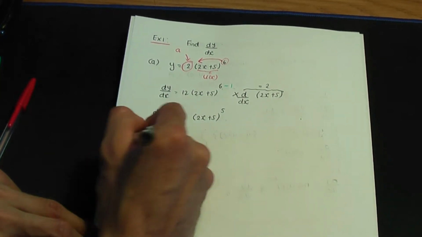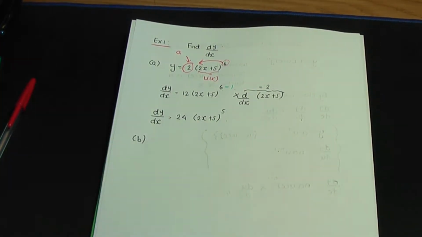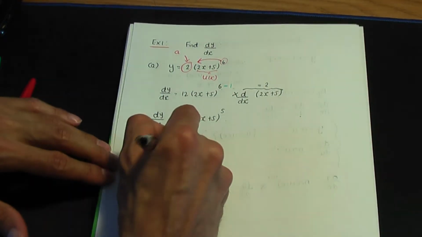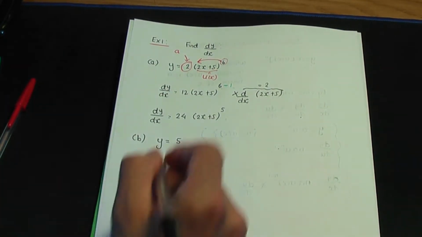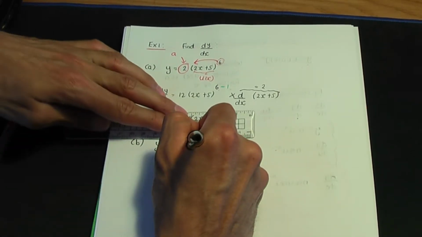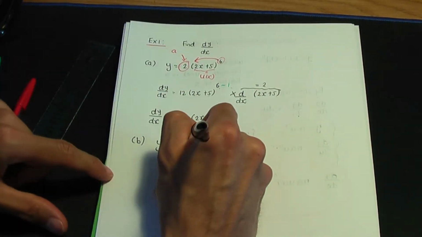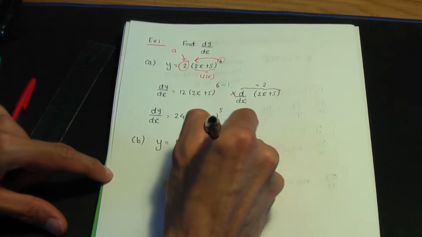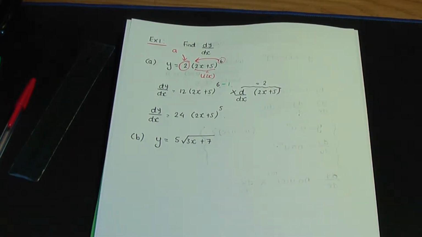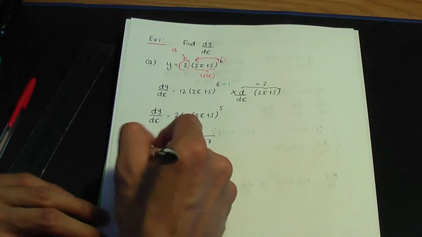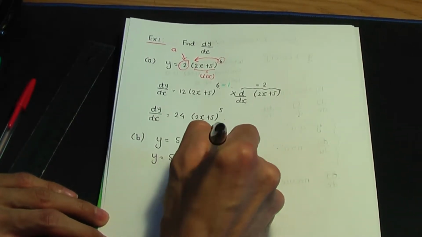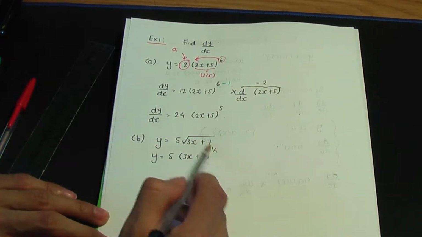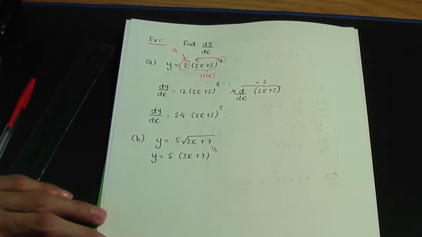Okay, so let's try another example. So here's the part B. Okay, so part B is, let's differentiate y is equal to 5 into the square root of 3x plus 7. Okay, so I can rewrite this as 5 into 3x plus 7 to the power of half. So the root is the same as a half power.